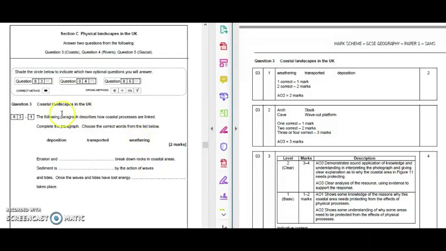3.1. The following paragraph describes how coastal processes are linked. Complete the paragraph, choose the correct words from the list below. So, erosion and weathering break down rock in coastal areas. Sediment is transported by the action of the waves and tides, and once the waves and tides have lost energy, deposition takes place. So you've got 1 correct for 1 mark, 2 or more correct, 2 marks.